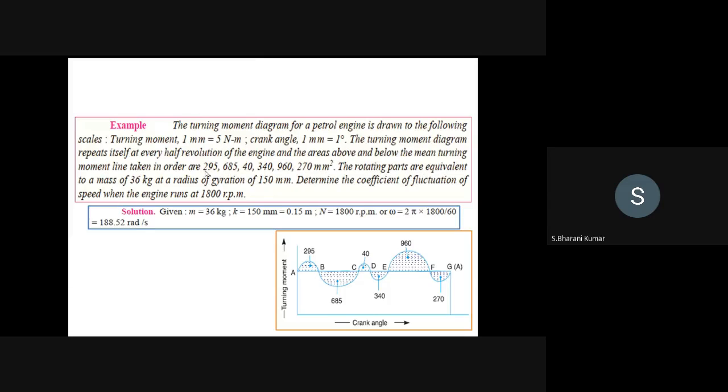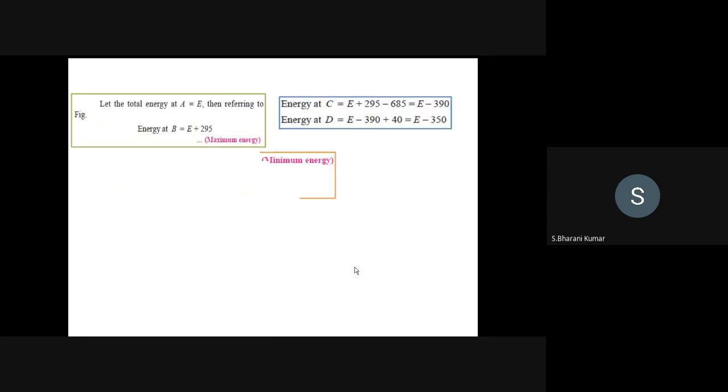Students, look it out here. In this sum, there are no signs mentioned, no positive sign or negative sign here. 295, 685, 40, 340, 960, and 270. They are given flat. But in this line itself, it will be given as above and below. So you take the above value first and then the below.